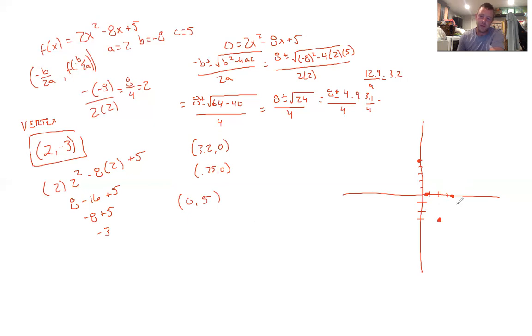Okay, so let's do something over here. Let's do 4. Just because that'll kind of give me where this one should be. 2 times 4 squared minus 8 times 4 plus 5. 4 squared 16 times 2 is 32 minus 32 plus 5. 5. Okay. Then you would just draw in the graph.